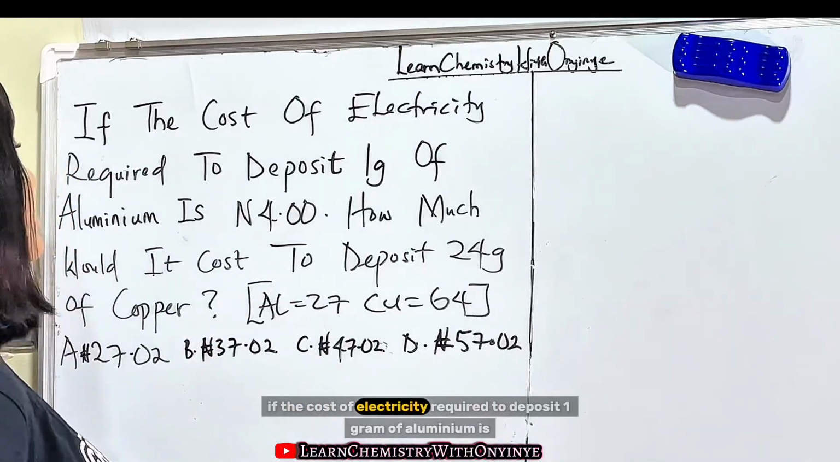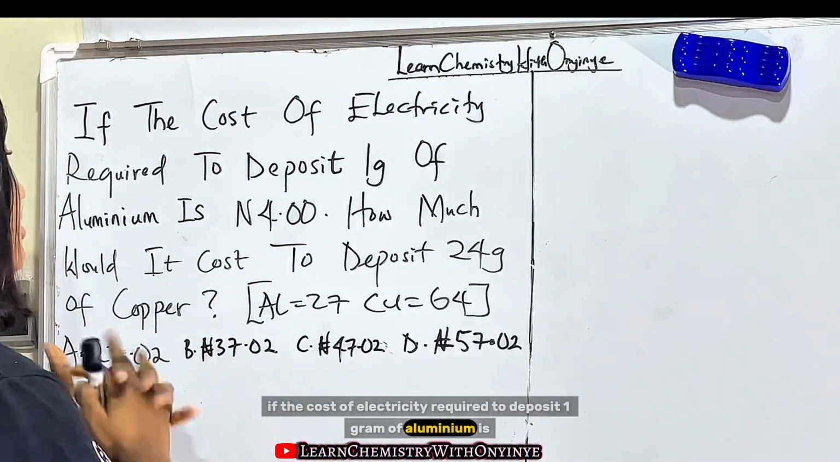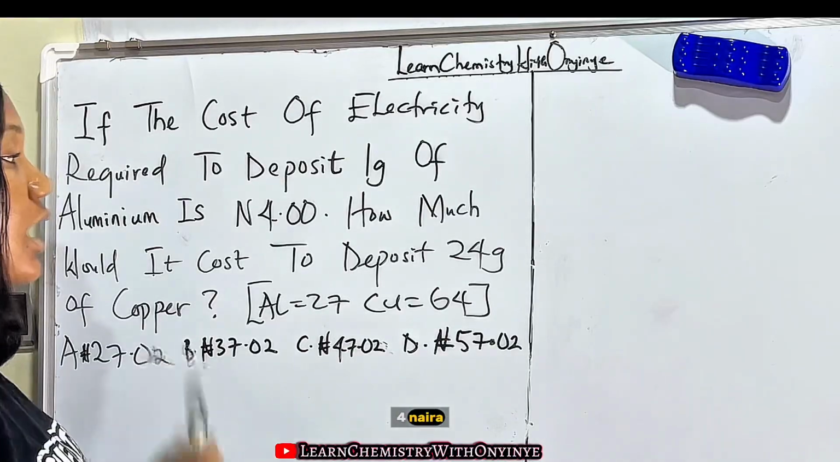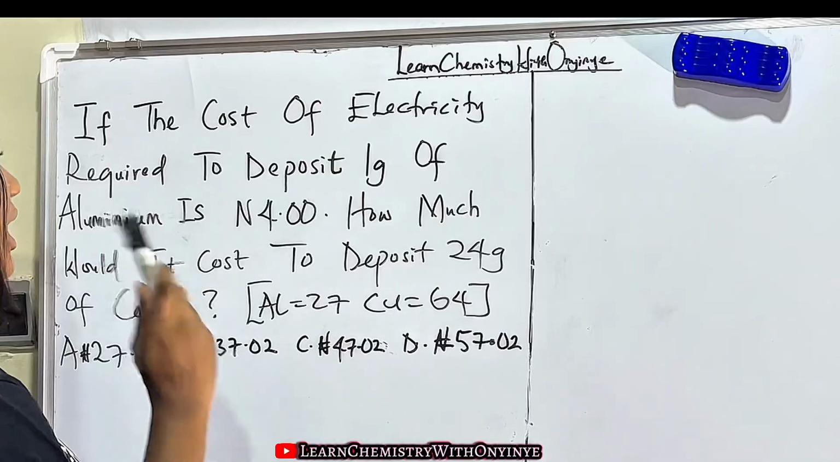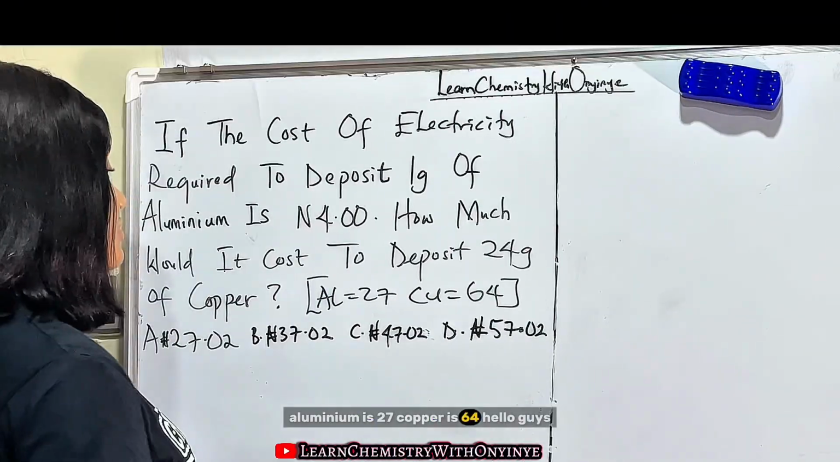If the cost of electricity required to deposit 1 gram of aluminium is 4 naira, how much would it cost to deposit 24 gram of copper? Aluminium is 27, copper is 64.